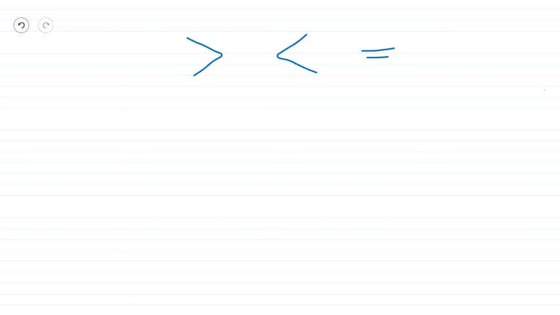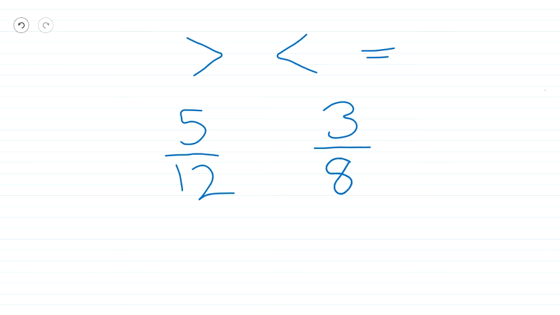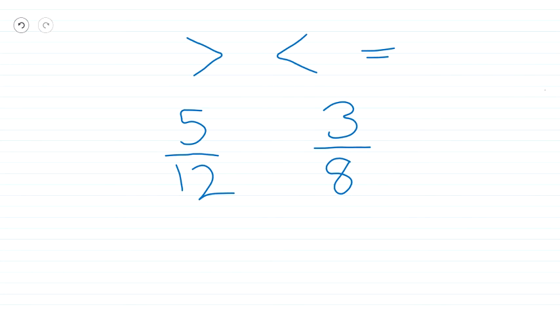In this example, I have 5/12 and let's say 3/8. We want to figure out which of these is larger. Now, what are we going to do to figure that out? Here's a simple technique. I call this the cross multiplication technique.